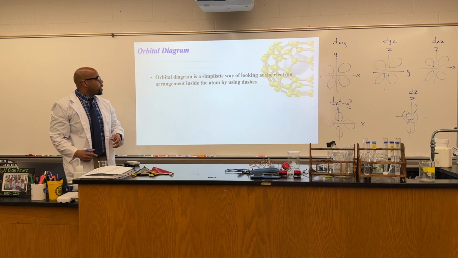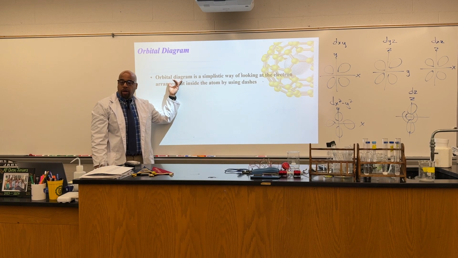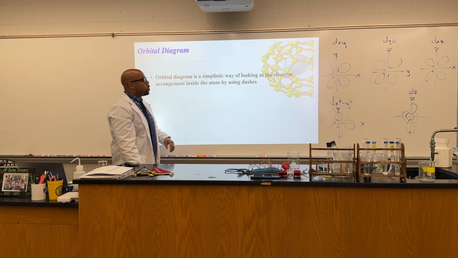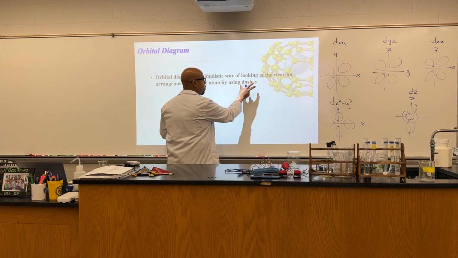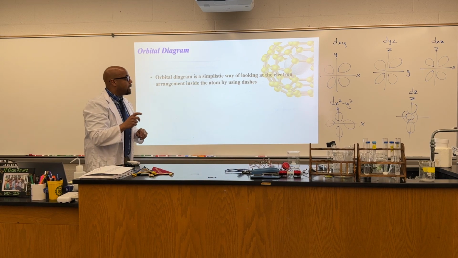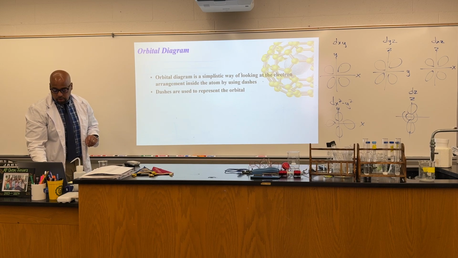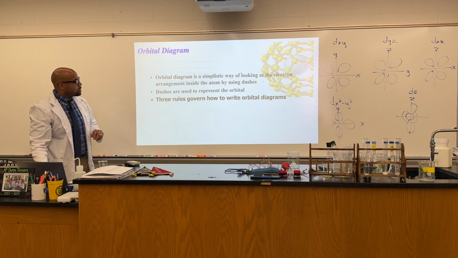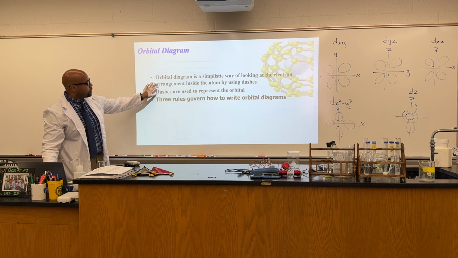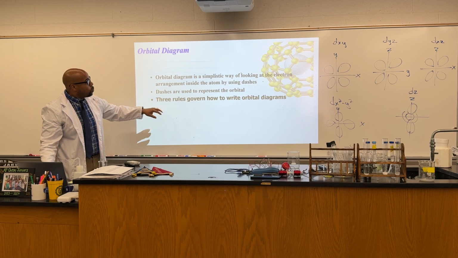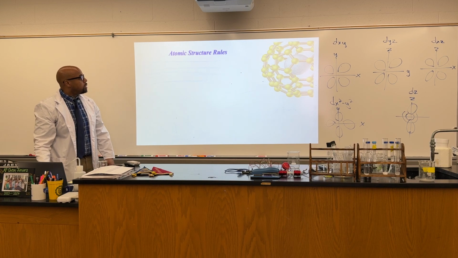So instead, what we're going to do is create what's called an orbital diagram, where we're going to use dashes, and I'll show you how this is going to work, to represent the actual orbitals. So we're using dashes to represent them. And once again, before we start putting electrons into this orbital diagram, I'm going to show you how to create it. We've got to go over 3 rules that govern how to place the electrons in the orbitals.